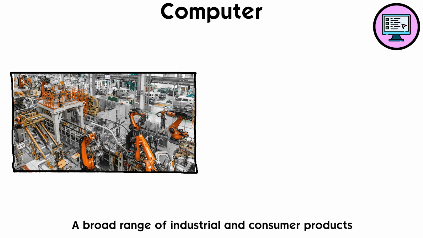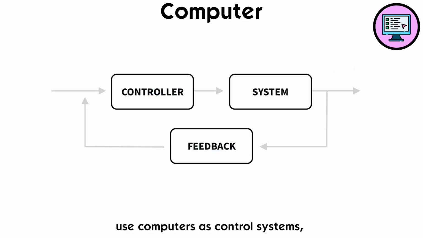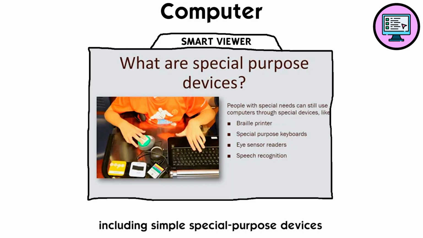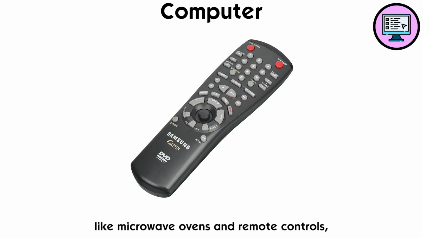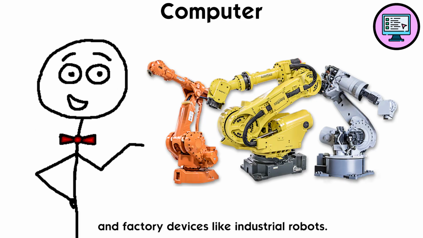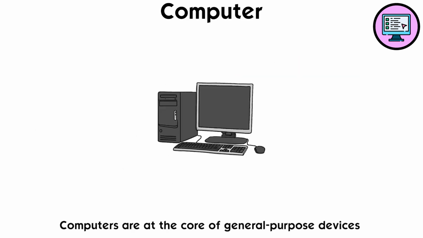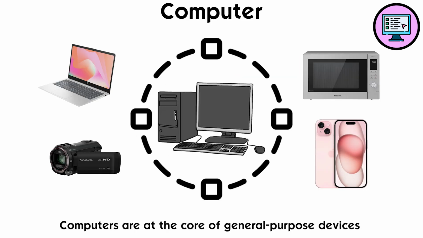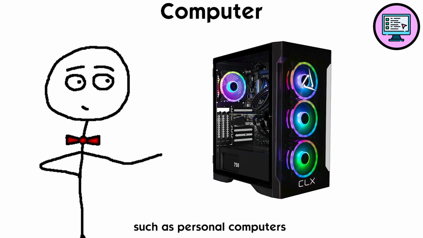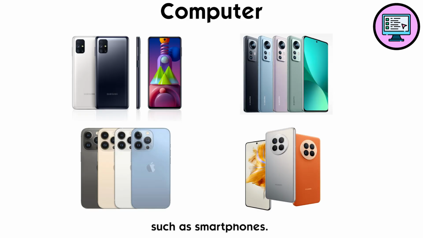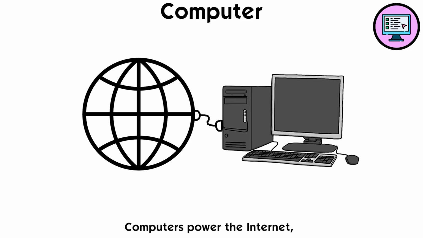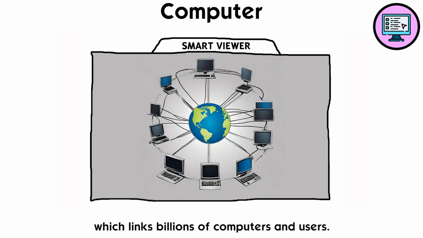A broad range of industrial and consumer products use computers as control systems, including simple special-purpose devices like microwave ovens and remote controls, and factory devices like industrial robots. Computers are at the core of general-purpose devices, such as personal computers, and mobile devices, such as smartphones. Computers power the internet, which links billions of computers and users.